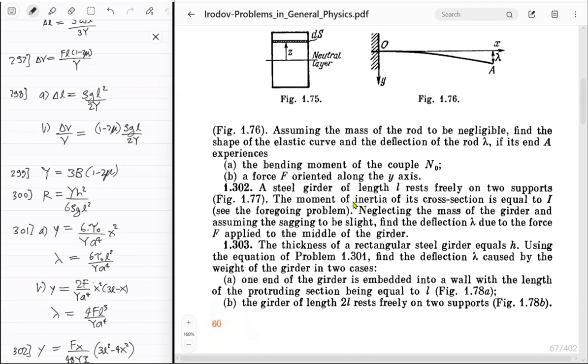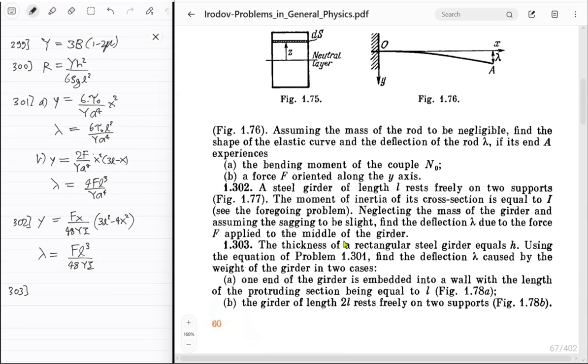303, the thickness of the rectangular steel girder equals h using the equation of problem 1.301. Find the deflection caused by the weight of the girder. Oh god, no. I don't want to do that once again. Okay, fine. One end of the girder is embedded into a wall, with the protruding length being equal to L.